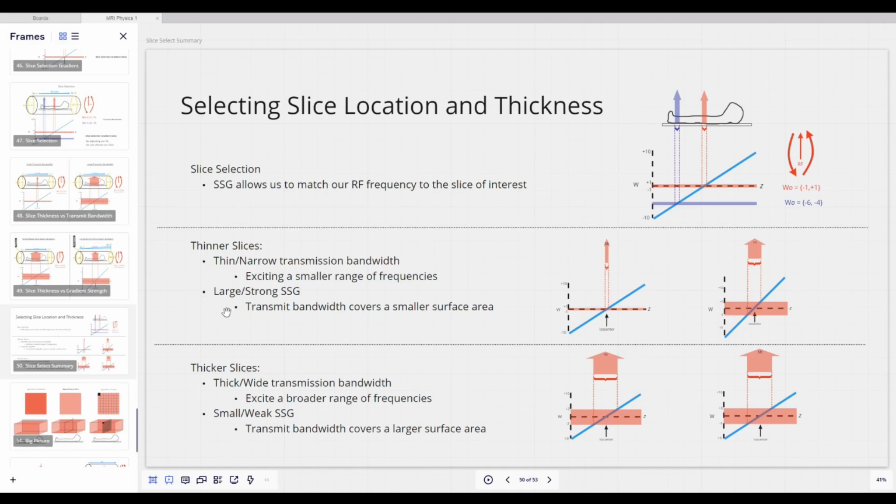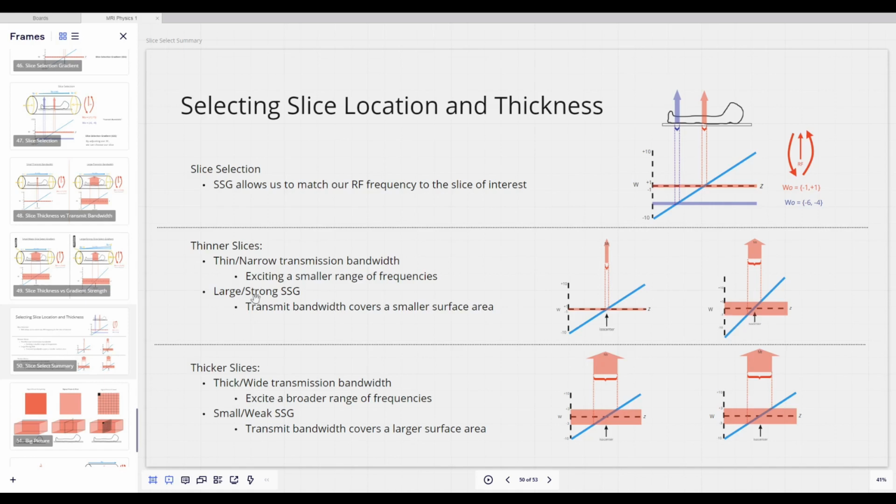We talked about how to make thinner slices, and we can do that in two different ways, right? We can use a narrower transmit bandwidth compared to a larger transmit bandwidth here. Excuse me. This is a narrower transmit bandwidth. This is a thicker transmit bandwidth. Same gradient strength, same slope of the gradient. This is just a narrower bandwidth, and here it's larger. This is between -1 and +1. This is between -3 and +3. So thinner slices with a thinner transmit bandwidth. Thicker slices with a larger transmit bandwidth.